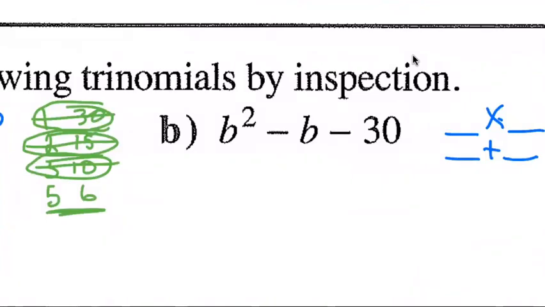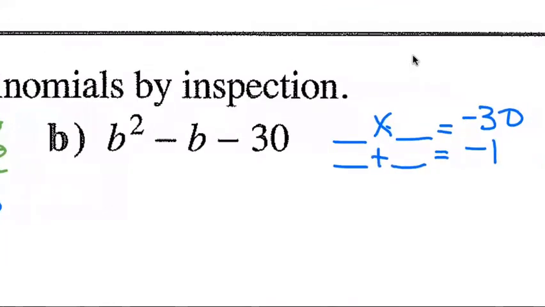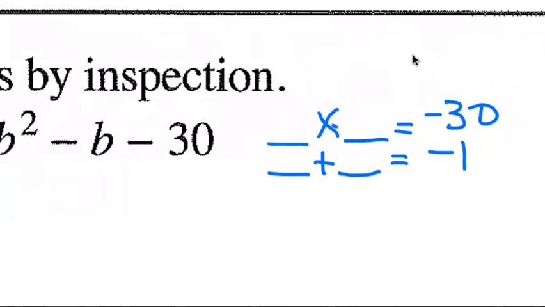But I can see that the only way that I can get this to be negative 1 here is if the 6 is negative. Right? If the 6 is negative, negative 6 plus 5 is equal to negative 1. I'm going to write this the other way because it's just 5 and negative 6. And 5 times negative 6 is negative 30.